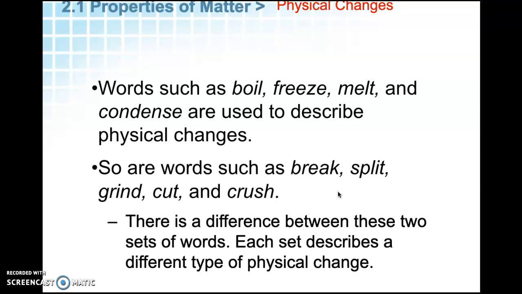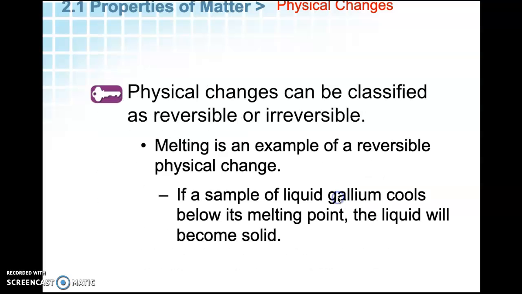Boil, freeze, melt, condense are physical changes. Other words that can be used to describe physical changes: break, split, grind, cut, crush. Now there's a difference between these two sets of words. Each set describes a different type of physical change, but again, we're not changing what the substance is, we're just changing its appearance or size.